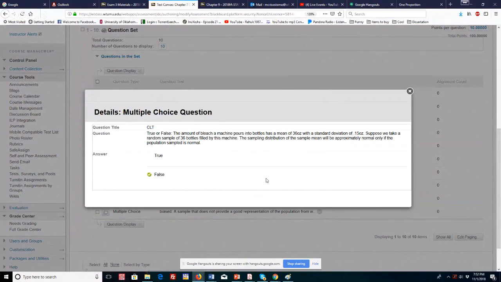Okay, so the amount of bleach a machine pours into bottles has a mean of 36 ounces and a standard deviation of 0.15 ounces. Suppose we take a random sample of 36 bottles filled by this machine. The sampling distribution of the sample mean will be approximately normal if the population sampled is normal. So the thing we want to pay attention to here is these two little words: only if the population sampled is normal.